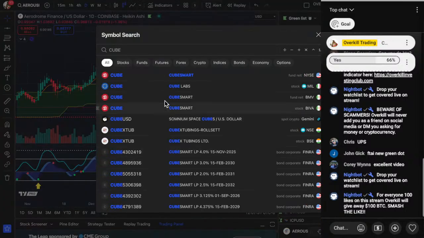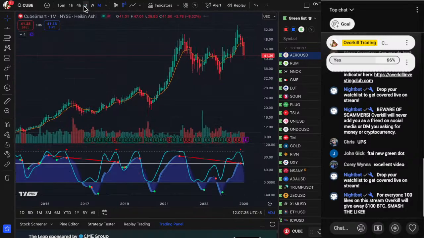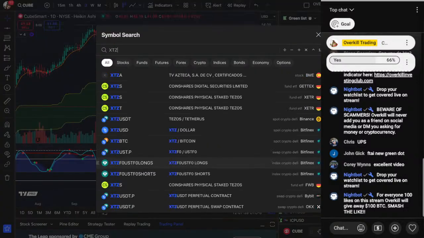Cube. Smart. Okay, that one, let's check the monthly. That one's red, so we don't want to touch it. Again, if it's red on the monthly, we don't want to touch it.